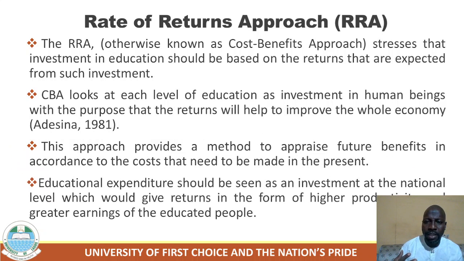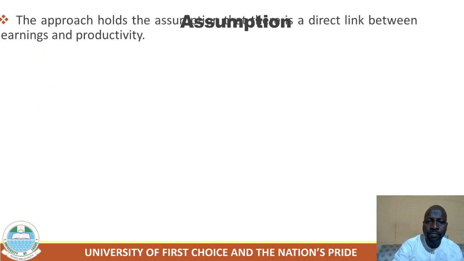And RRA believes that educational expenditure should be seen as an investment at the national level, which will give returns in the form of higher productivity and greater earnings of the educated people. So if you spend on education, it is an investment. And if you take a national look at it, RRA contends that that investment will give returns in form of higher productivity and greater earnings of the educated people.